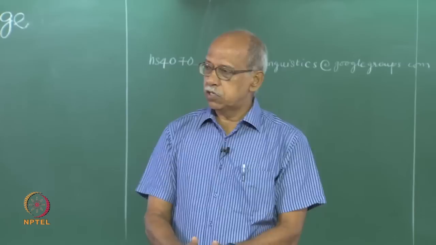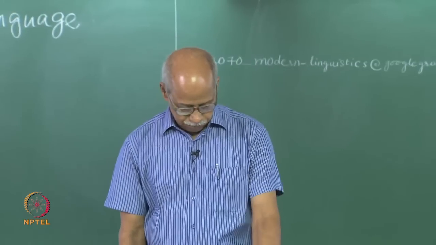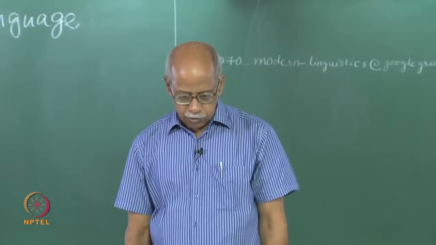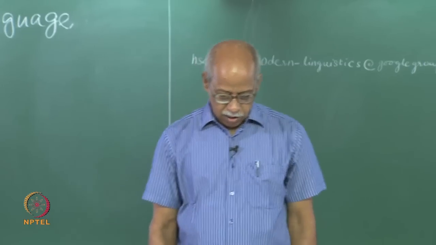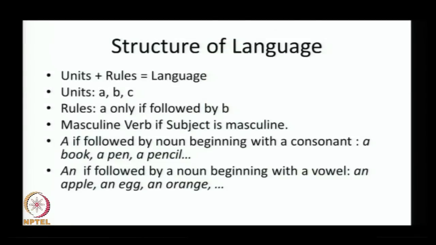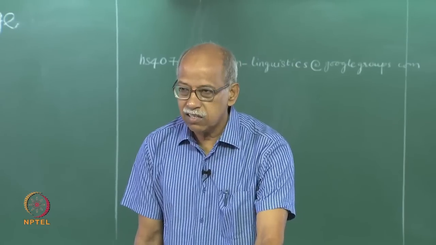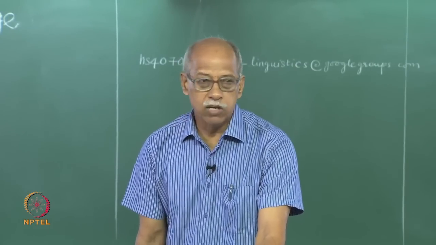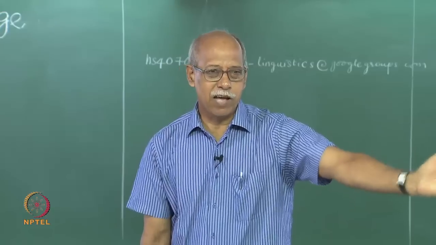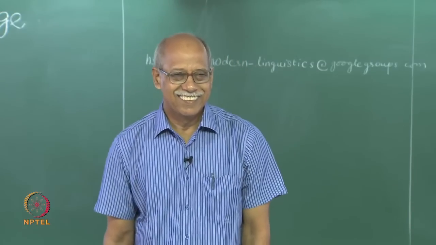So, there are units, there are rules. Say, for example, in English, you can say a book, a pen or a pencil, but can you say an book? Yes or no? Can you say that? You cannot say an book. Why not? What is the rule? Can you speak slowly and please kindly take my friend? Smile and tell the camera, please.